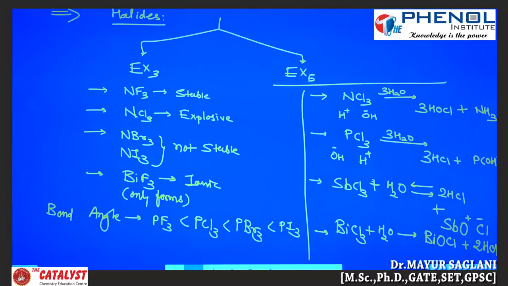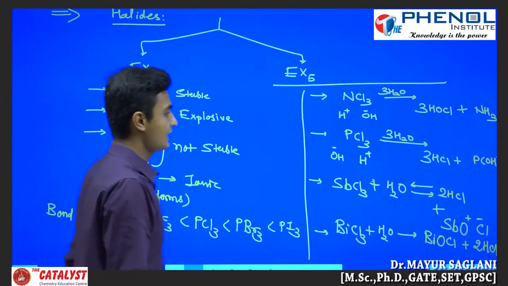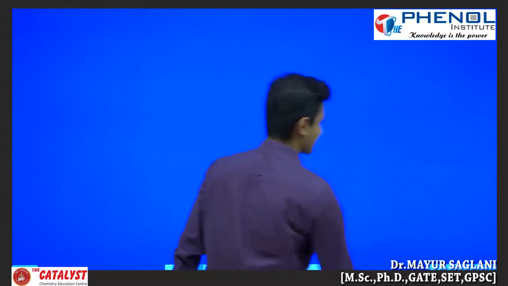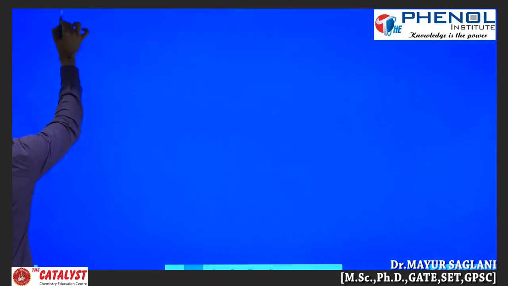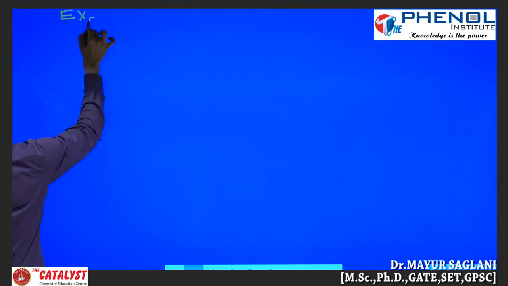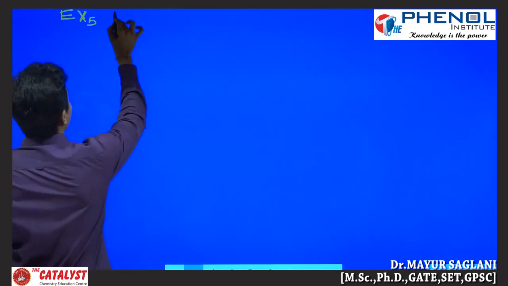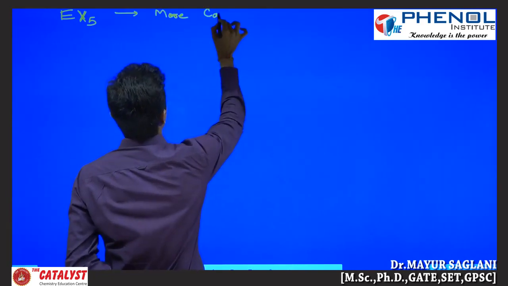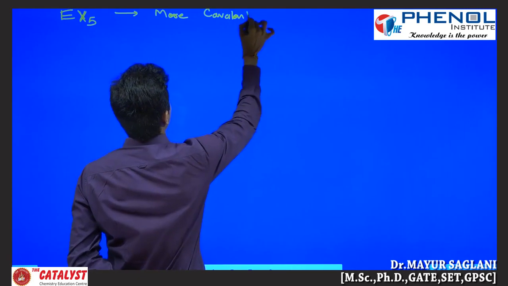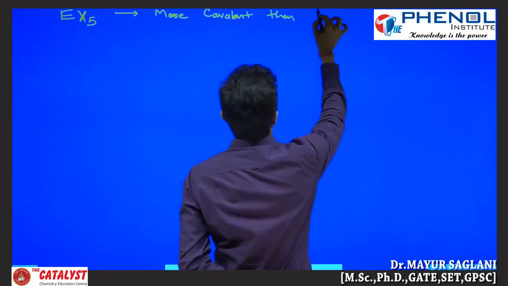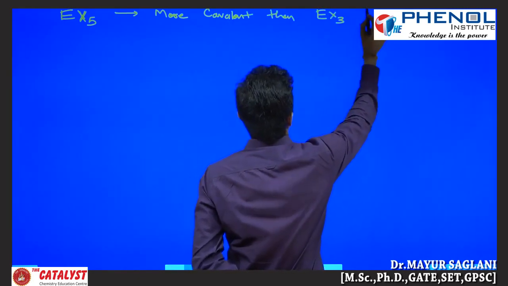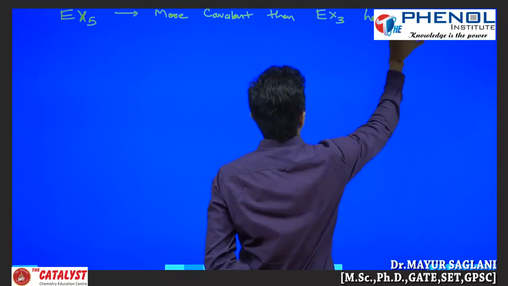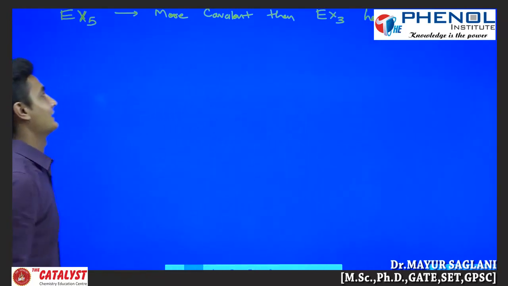So this one is the EX3 type of molecules. Now we will see EX5 type of halides. EX5 type of halides are more covalent than EX3 type of halides.